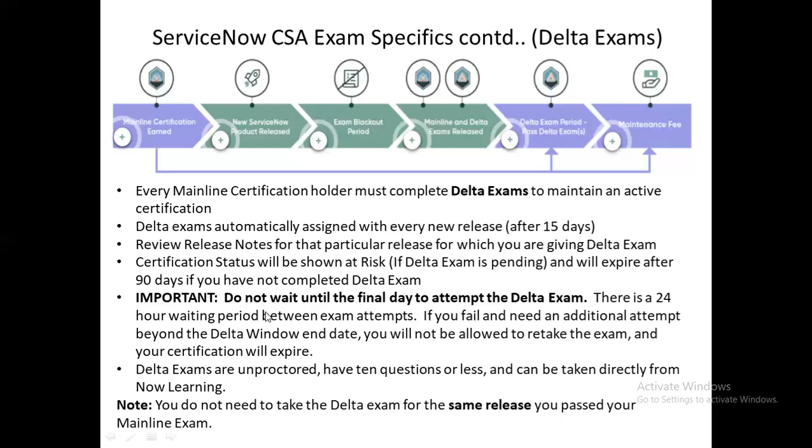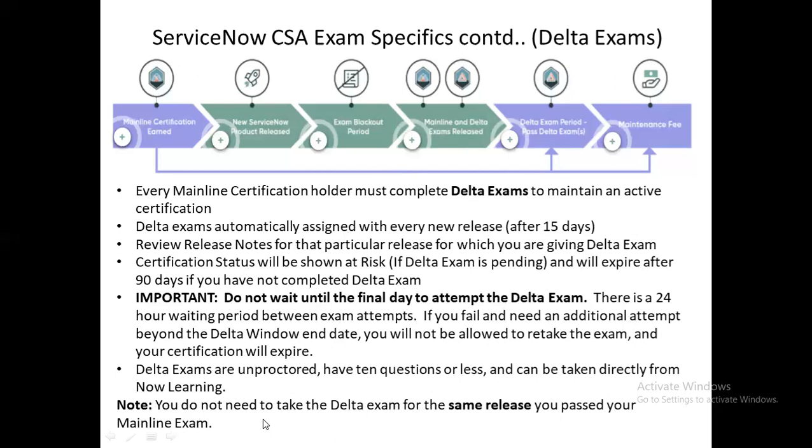Now it says certification status will be shown at risk if the delta exam is pending. Which means the moment they have released the delta exam and attached it to your profile, because you've done a mainline certification on the previous version, your certification status in Now Learning will be shown at risk, and it will expire after 90 days if you have not completed the delta exam. This is the delta exam period. As I said earlier, 90 days, 3 months, is the time given to you to complete a delta exam after a new version is released.